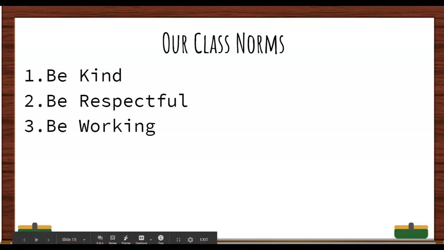Our classroom norms are to be kind, be respectful, and be working. This is very important. Being kind and being respectful means that you're respecting the time that we have together, that you are working, okay? We have to be working.